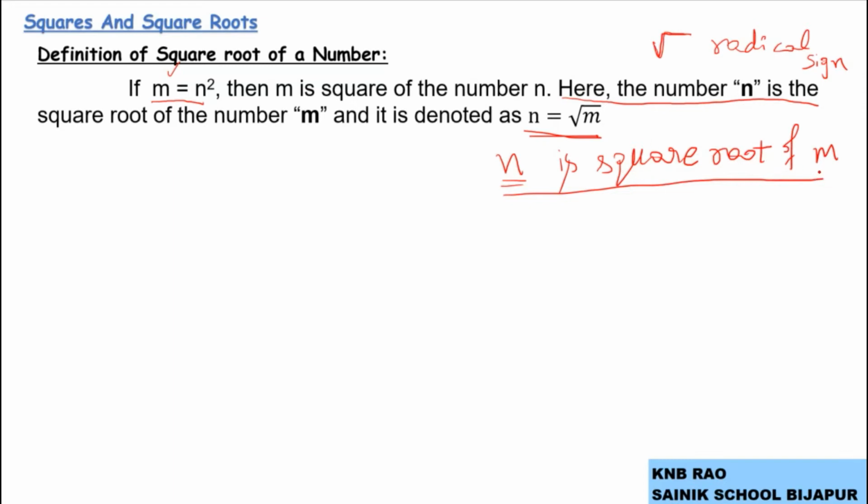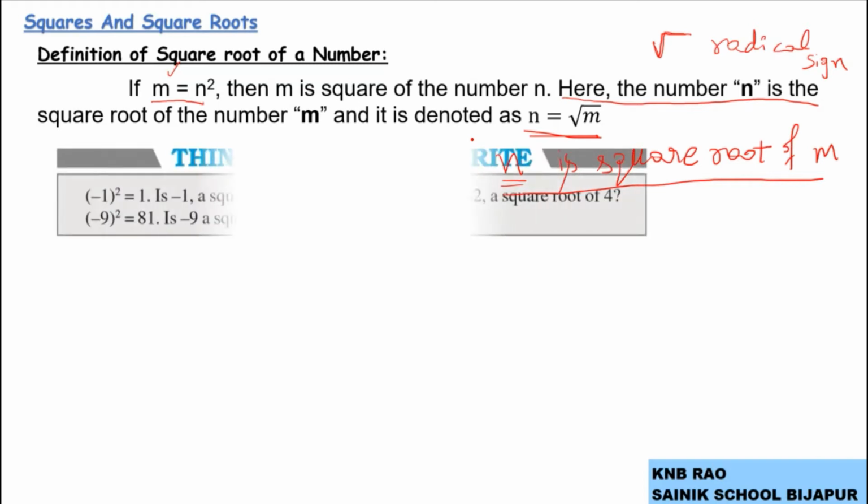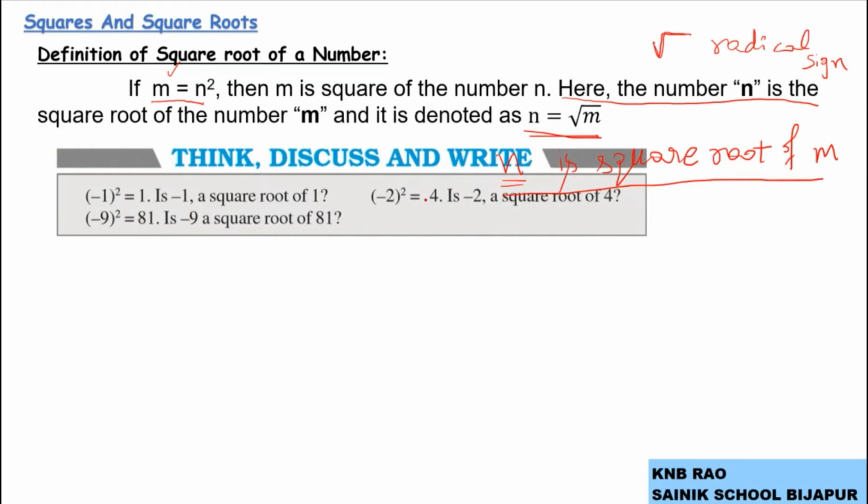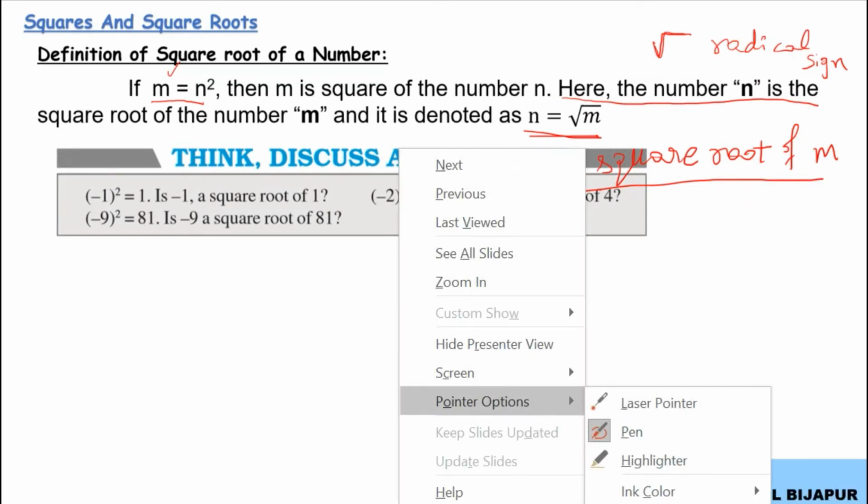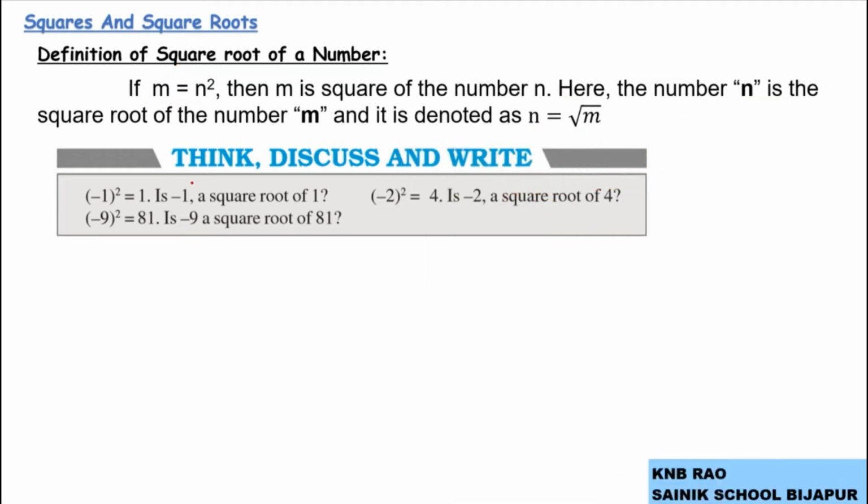So students, we will do a little more thinking on this square root of a number. You know how to write the notation for square root of a number. Now think and discuss this important aspect. Let me wipe this out. Now, students, minus 1 square equals 1. Is minus 1 called a square root of 1? This is the question that comes to our mind.